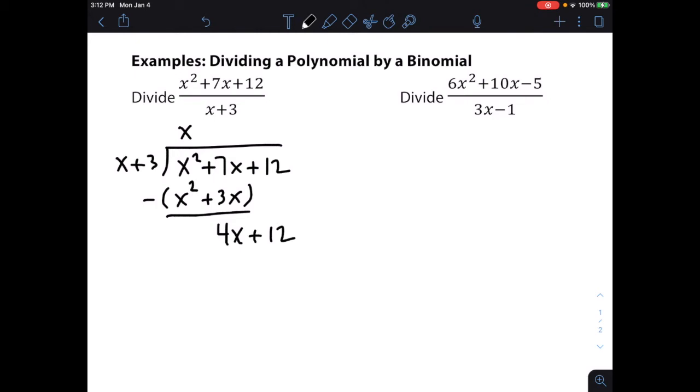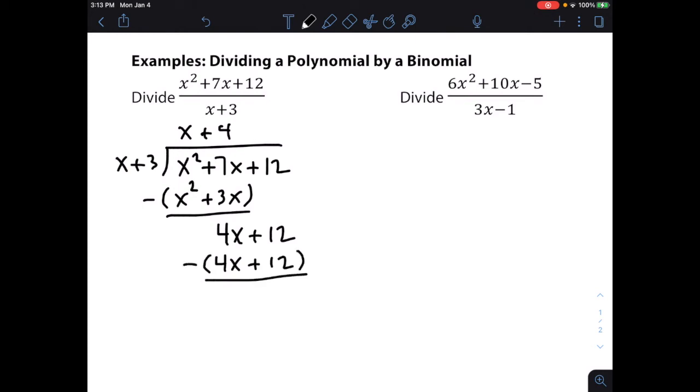And we're going to look at the x, and we're going to say, how many times does x go into 4x? Or another way to think about it is, what do I have to do to x to make it 4x? Well, I have to multiply by 4, or positive 4, right? So I'm going to do a plus 4 here. And then I'm going to multiply the 4 times the x plus 3. So 4 times x is 4x. 4 times 3 is 12, so that's plus 12. And then remember, I'm going to be subtracting that.